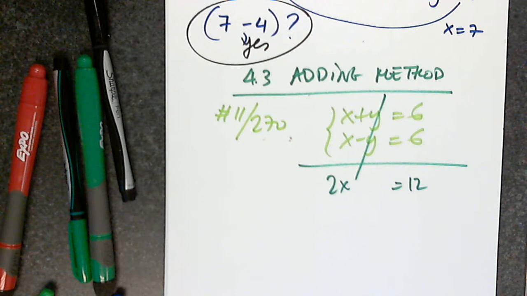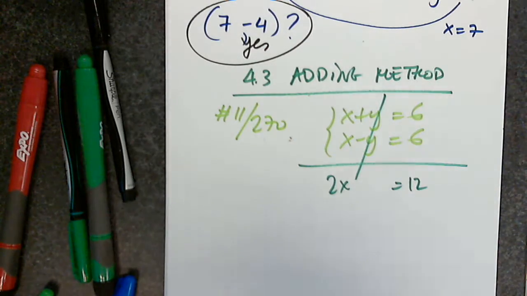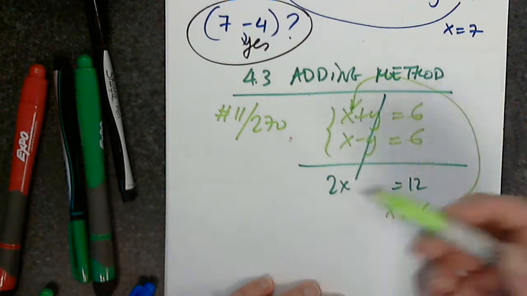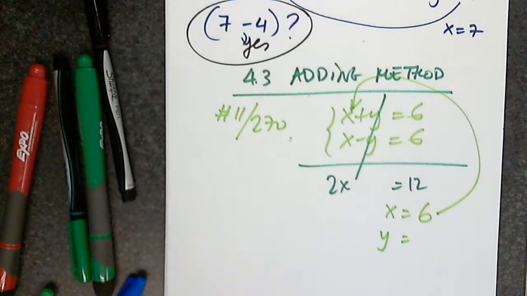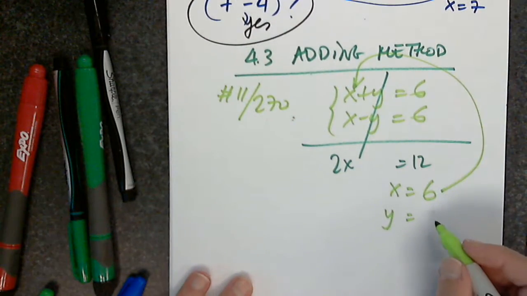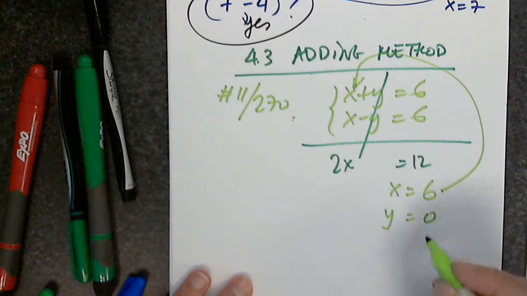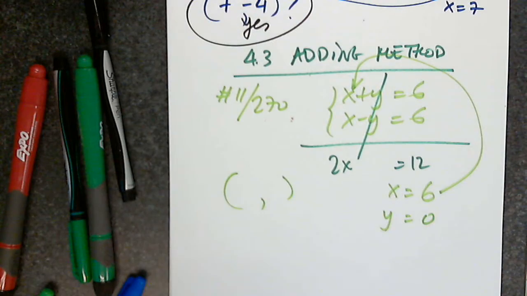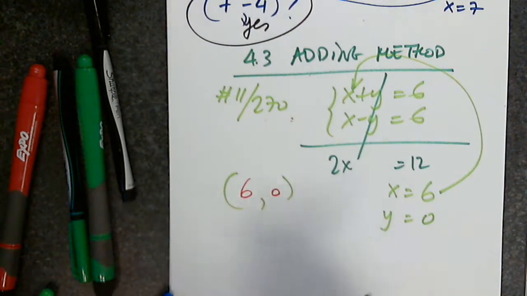Is it done? No. Now I have to find x. How much is x? Good. And I have to go back to any of these two equations to determine y. How much is y? 6 plus what is 6? Perfect. So it appears that the solution is 6, 0. Do you trust it? No, not yet. You shouldn't.